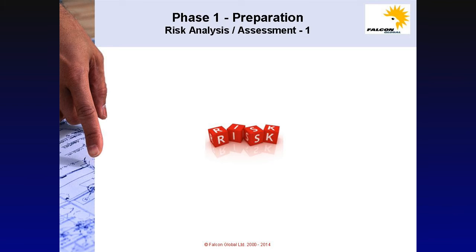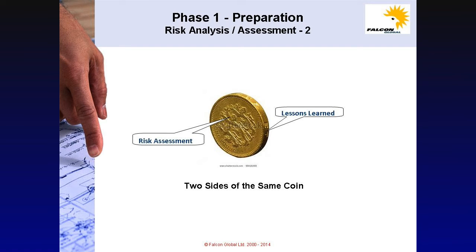Risk analysis and assessment. We can really say that risk analysis and lessons learned are two sides of the same coin. On the one side, we see risk assessment and analysis, and on the other side, we see our lessons learned. What does this mean? This means that our risk assessments and our risk analyses should be our assessment of what will be happening, and our lessons learned are an analysis or an assessment of what has happened.